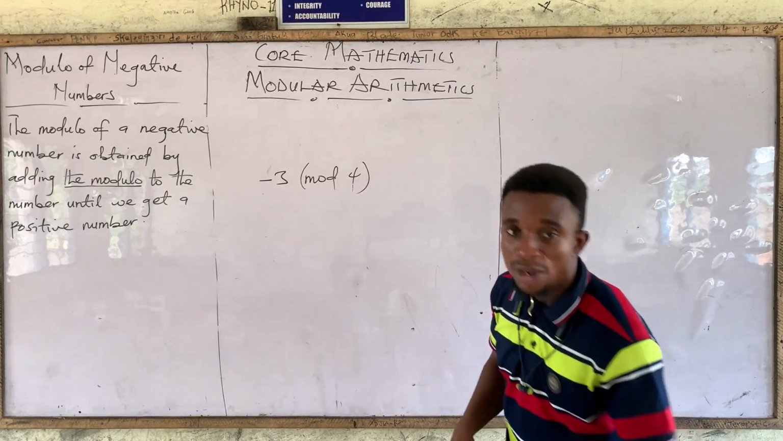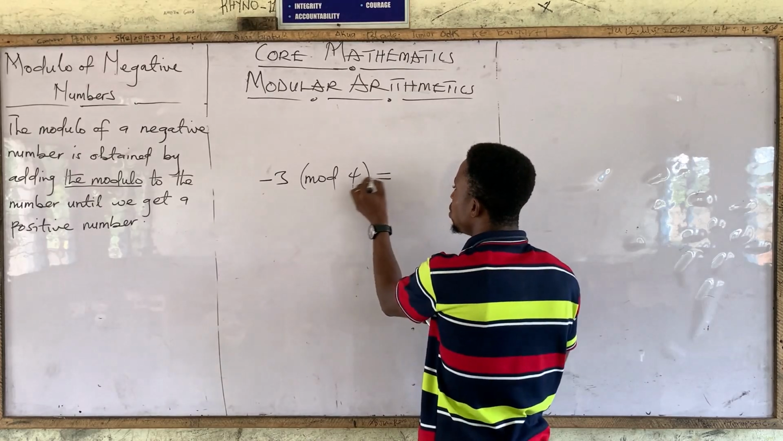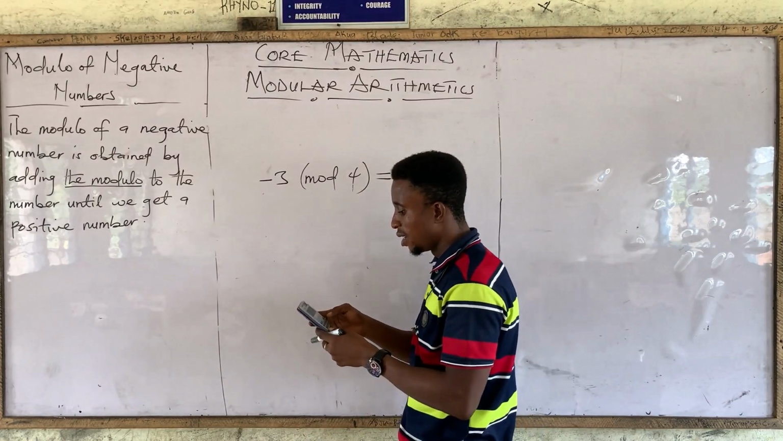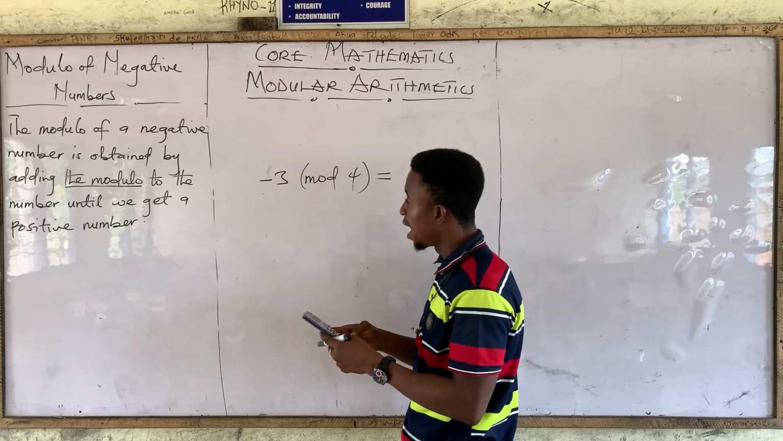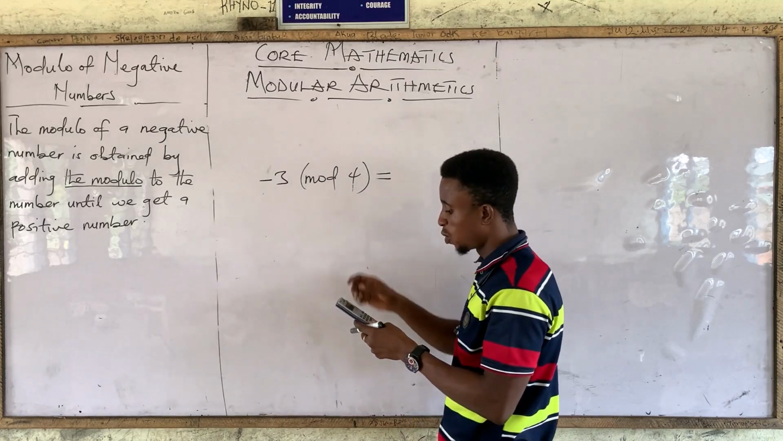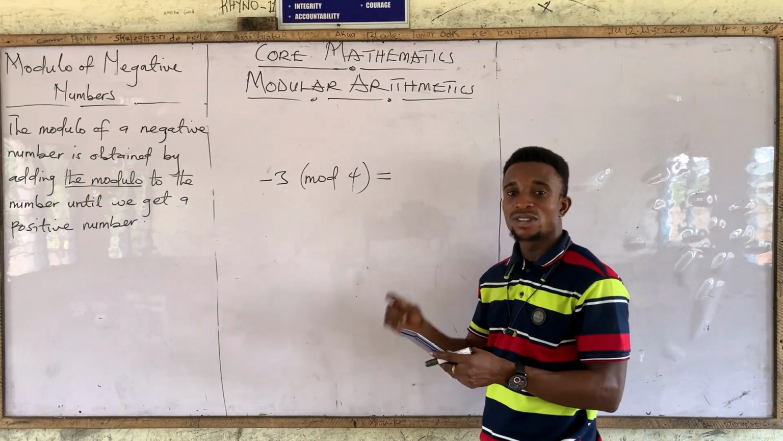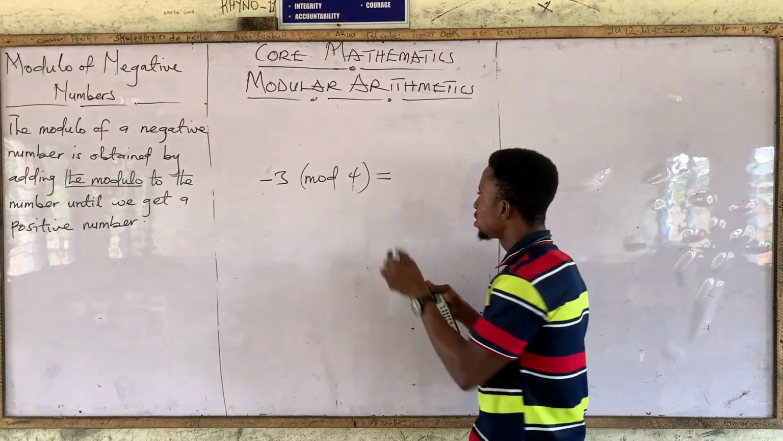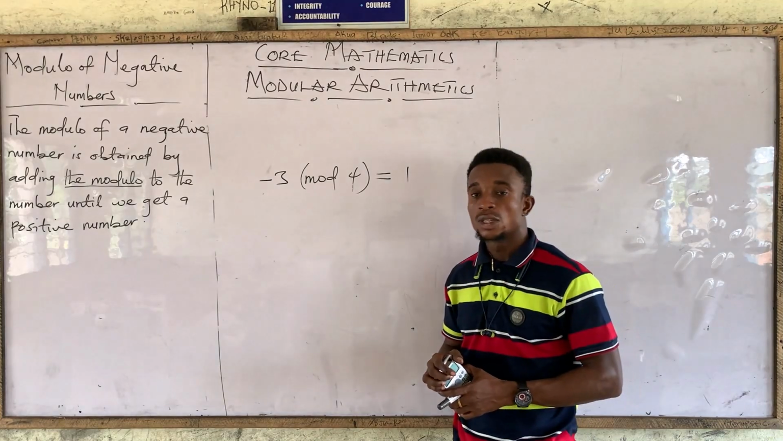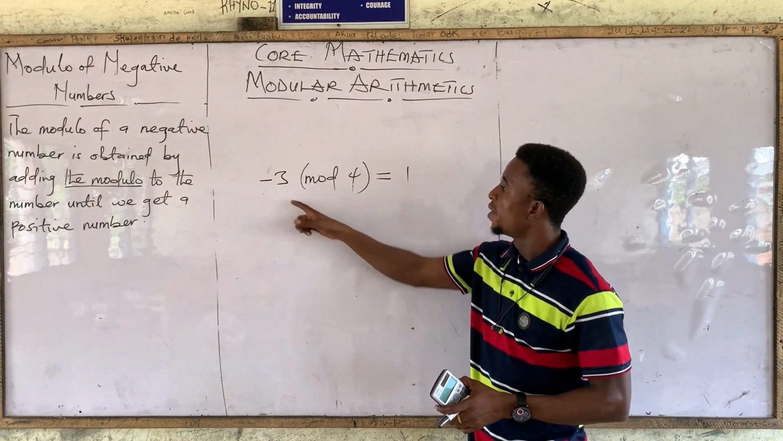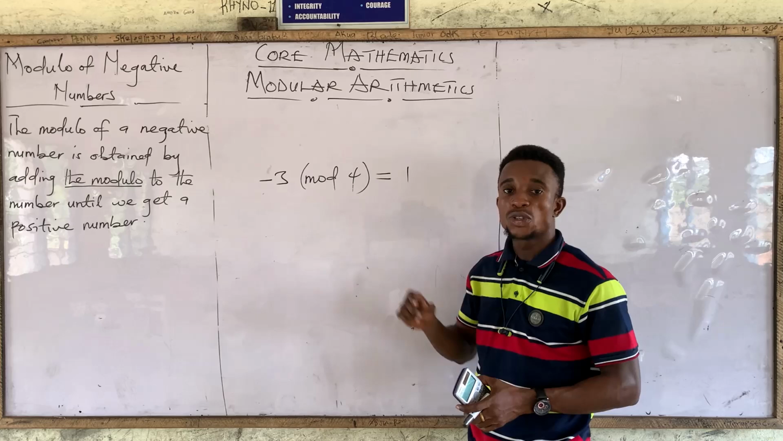So all that we are going to do here to get the answer is to take our negative 3 on the calculator, then add the mode. The mode is 4, so I say plus 4. Immediately I add 4, I get positive 1. So now we can say negative 3 mod 4 is equal to 1.